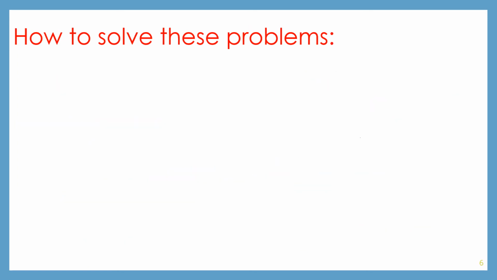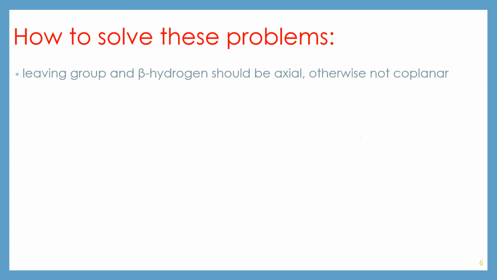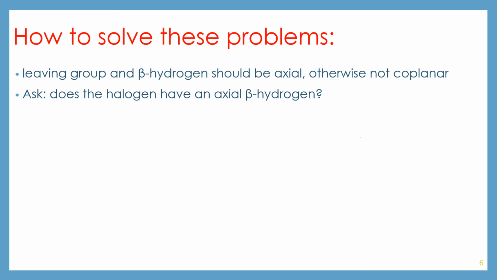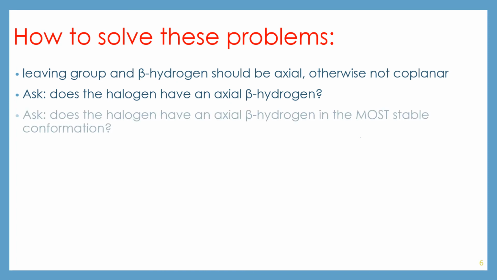So how do we go about solving this type of problem? Well, the first thing you have to remember is that the leaving group and the beta hydrogen have to be axial. Otherwise, they're not coplanar and you cannot do the elimination. So first, ask yourself, does the halogen have an axial beta hydrogen? And then ask, does the halogen have an axial beta hydrogen in the most stable conformation?